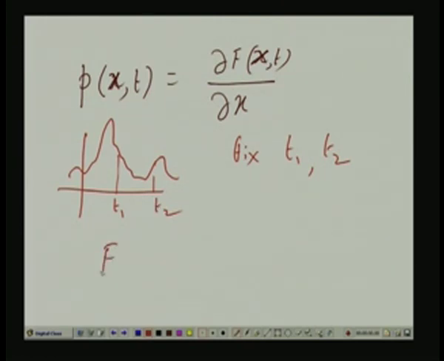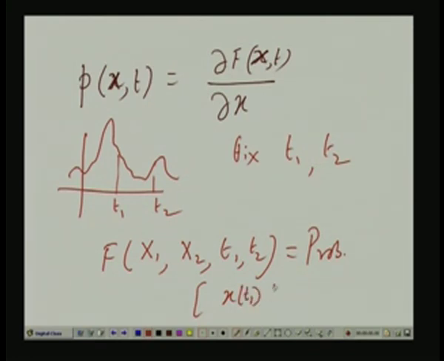But then the joint distribution function will depend on two things, x1, x2, but also the two time points t1, t2, because the definition, as you understand, will be the joint probability, that is, x of t1 falling below x1 and x of t2 falling below x2.